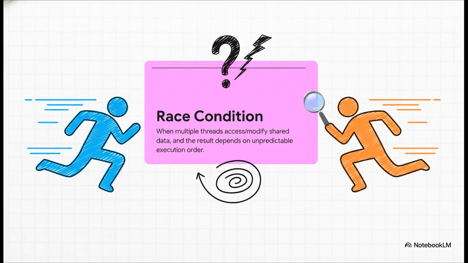And it's exactly what it sounds like. You've got two or more parts of your code that are literally in a race to get to the same piece of data and change it. The problem is, the winner of that race determines the final outcome. And since you can never, ever predict the winner, your results become completely unreliable.